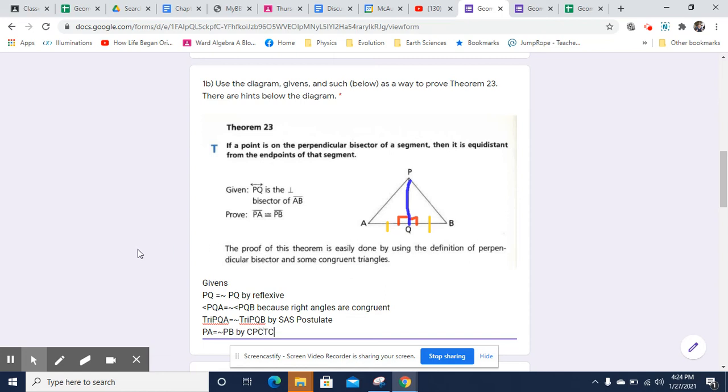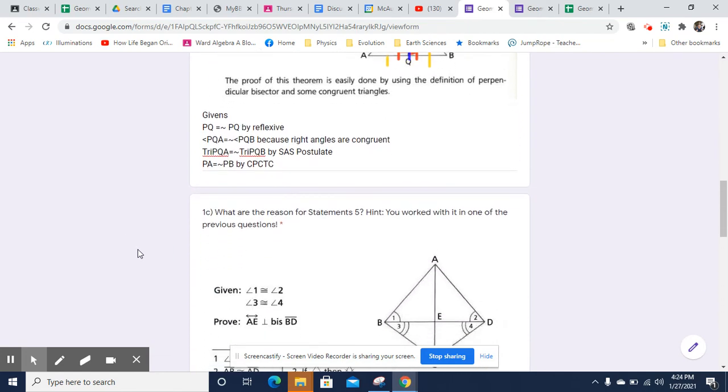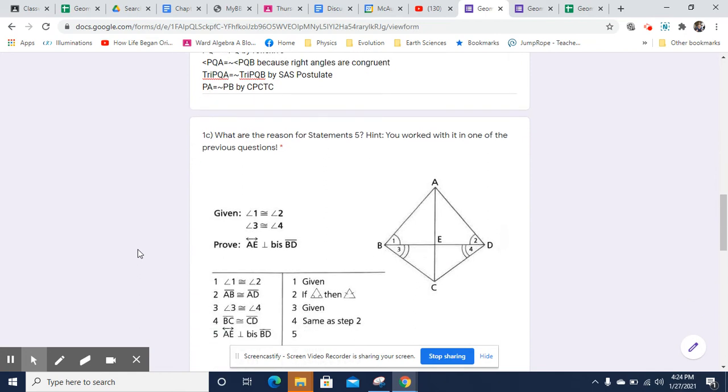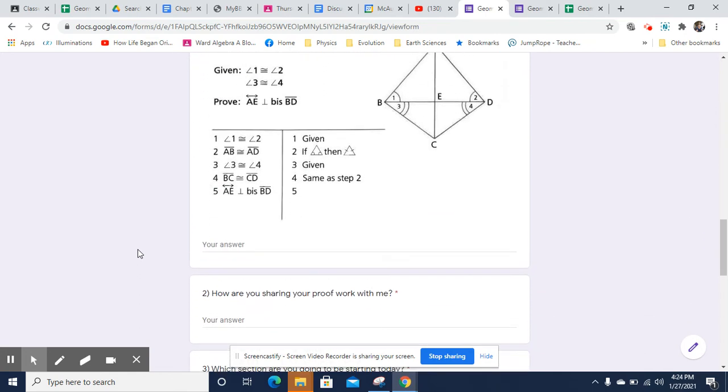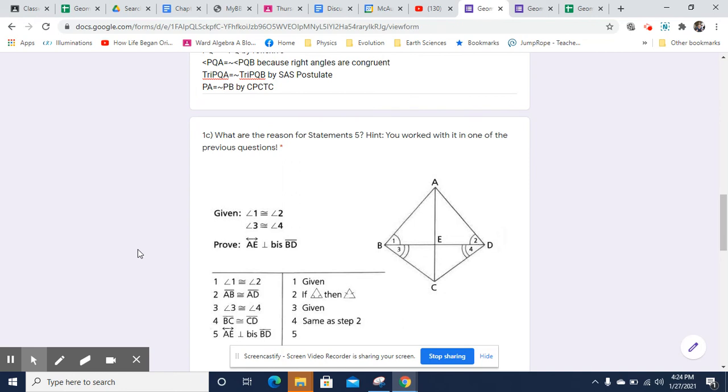Corresponding parts of congruent triangles are congruent. Now let's go on to this last one here. I think it's the last one. Yes, it is. So 1C. What is the reason for statement 5? You just worked with it in one of the previous questions.